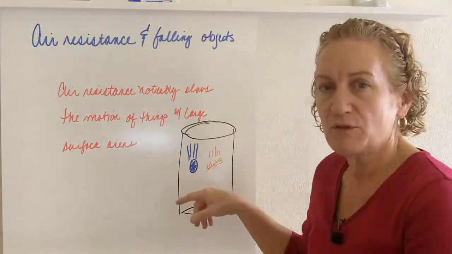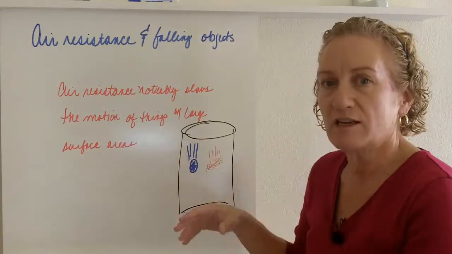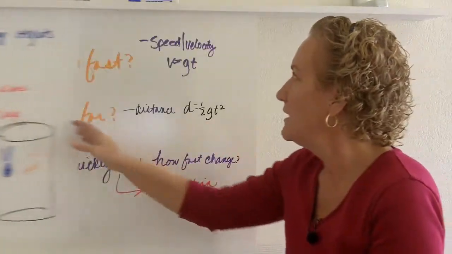If I were able to put them both in a tube and suck all the air out so there was no air resistance, both the penny and the feather would fall at exactly the same rate. Okay, so air resistance is a kind of friction, in my opinion.